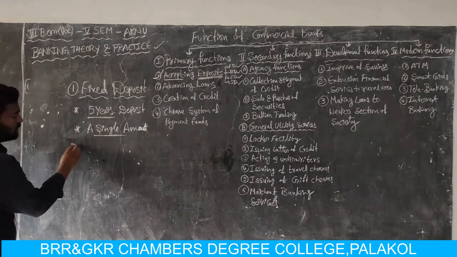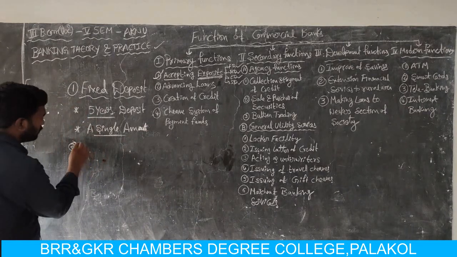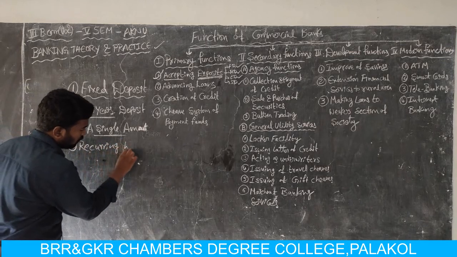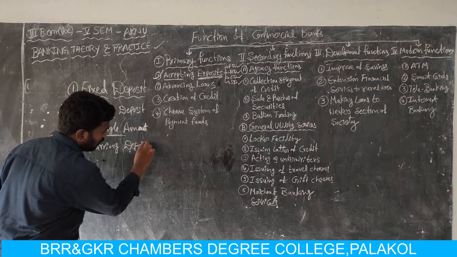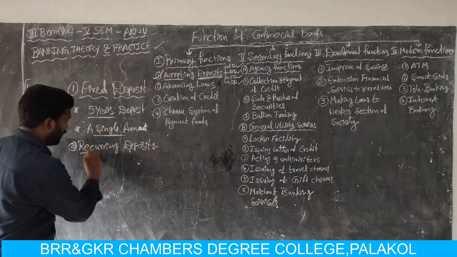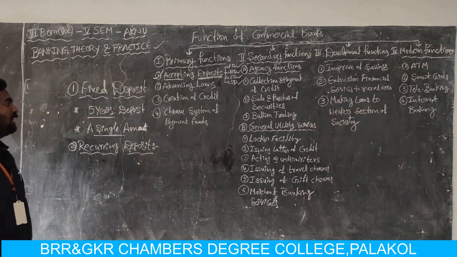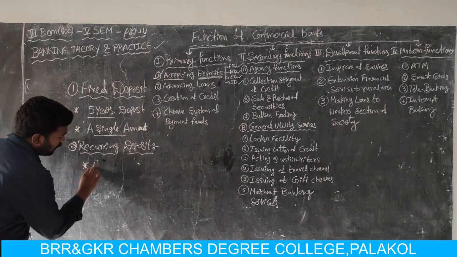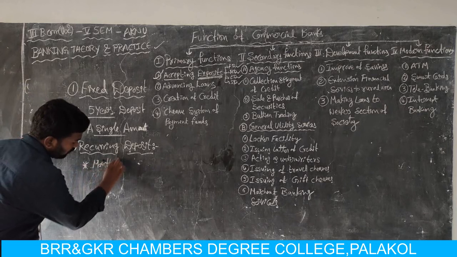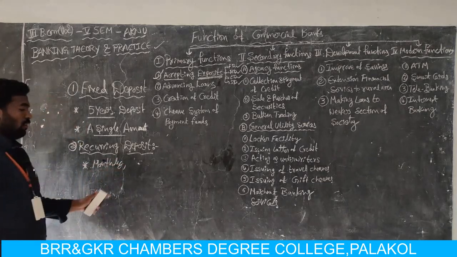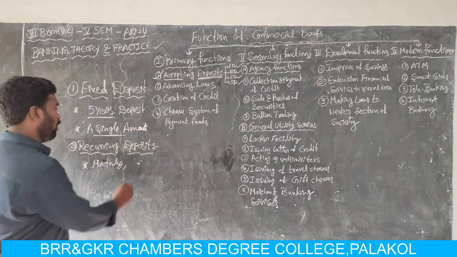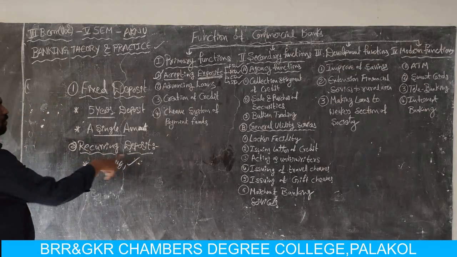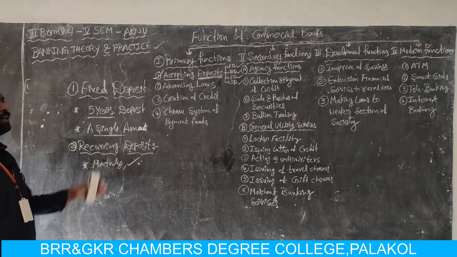Then the second one is RD, recurring deposit. Recurring deposit is based on installments: monthly, weekly, two months, quarterly, whatever it is, depending upon what the people need. Recurring deposit is one of the deposits.